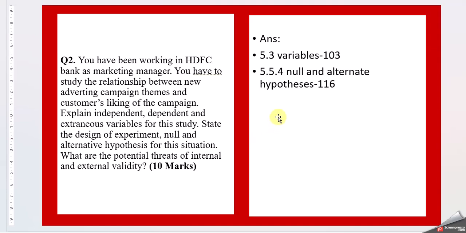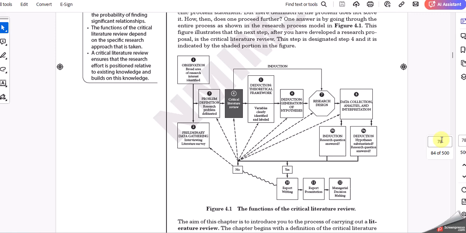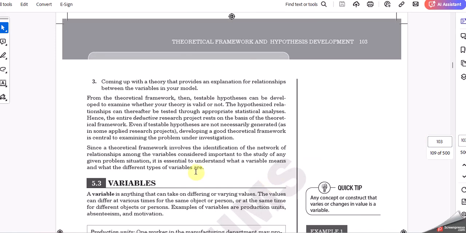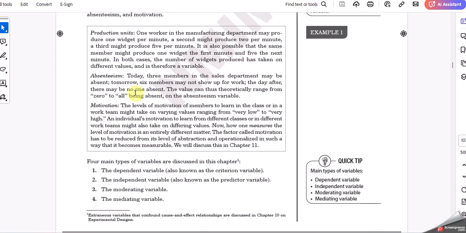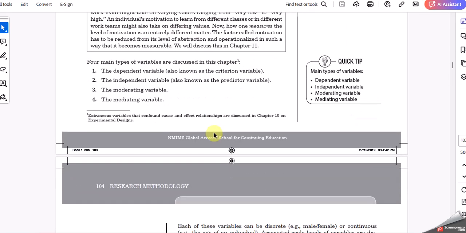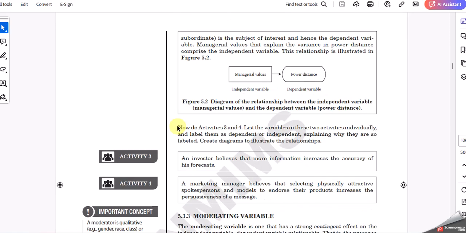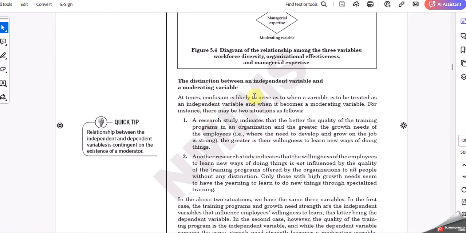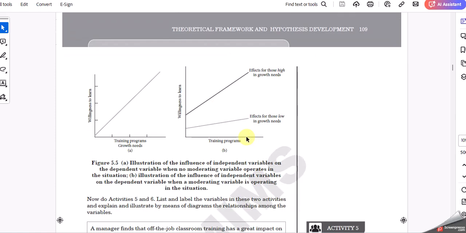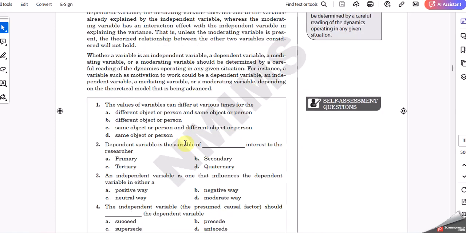So here you can start with understanding the variables, and then the null hypothesis and alternate hypothesis, which in the textbook have been given in chapter 5, page number 103. So here are the variables, with very nice examples also. Then dependent variable, independent variable, you have a moderating variable, then the distinction between independent variable and moderating variable. Then we have the mediating variable. So here you have a good amount of information about the variables.